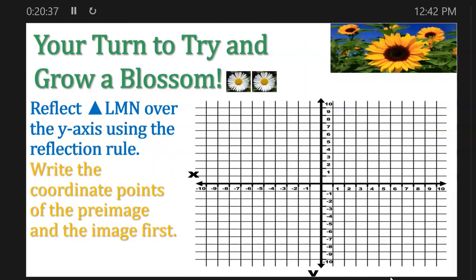Now it's your turn to try and grow a second blossom. So reflecting triangle LMN over the y-axis using the reflection rule, write the coordinate points of the pre-image and the image first. So we've got L, M, and N, and you're going to reflect it over the y-axis using the reflection rule.